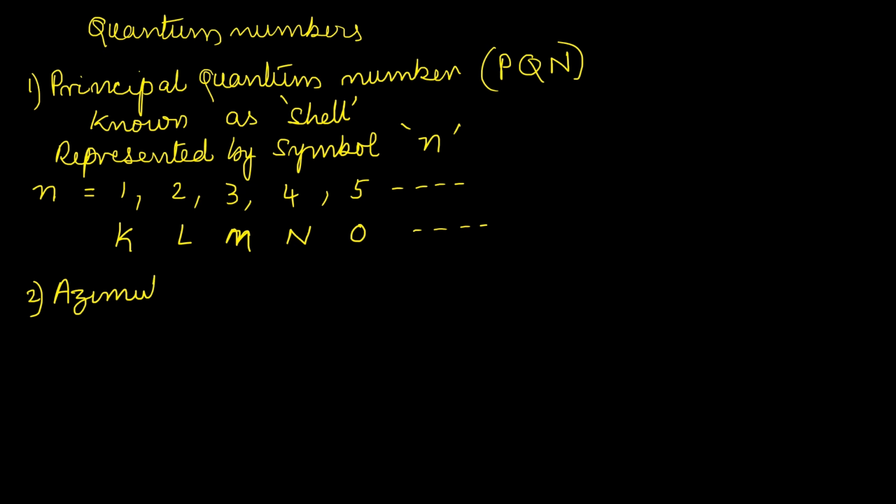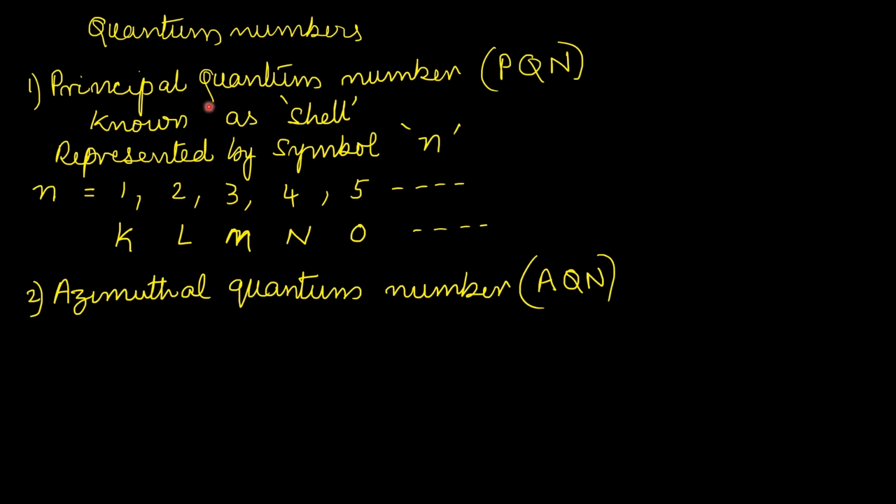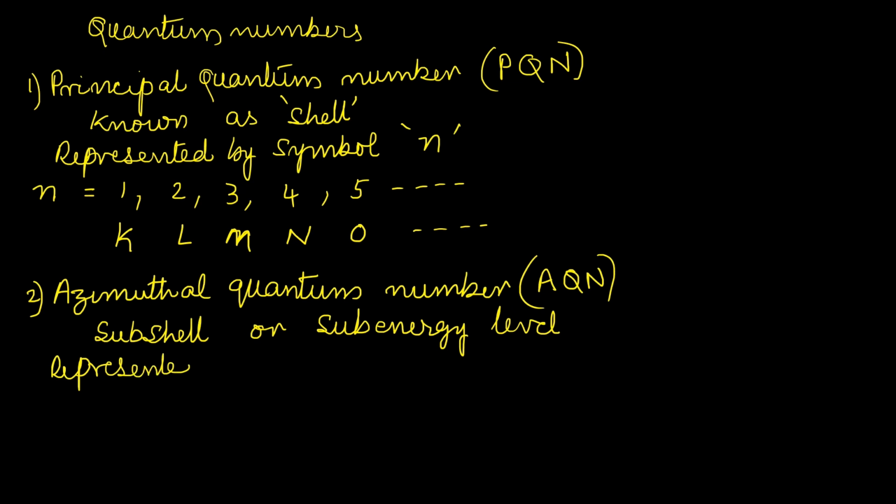Each principal quantum number includes a certain number of sub-energy levels or sub-shells called the azimuthal quantum number. Let the short form be AQN. Each principal quantum number, that is 1, 2, 3, 4, 5, etc., will have a definite number of azimuthal quantum numbers, that is, subshells or sub-energy levels, represented by the letter small l.